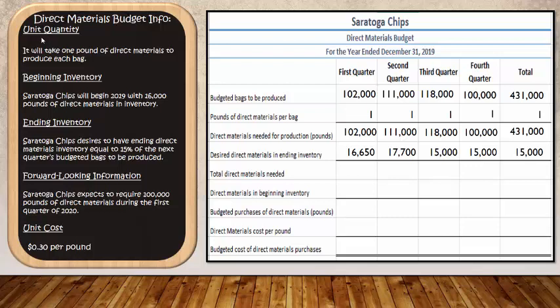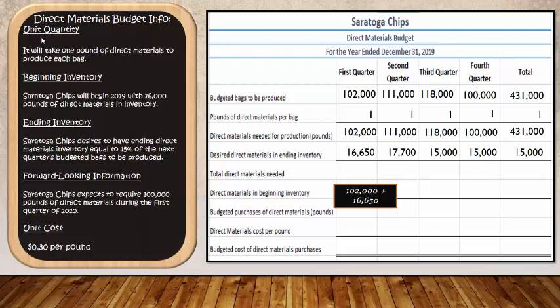Again, total is for the year. So at the end of the year, what is the amount of materials we expect to have in ending inventory? It is the same that we expect to have at the end of the fourth quarter, or 15,000. To figure out our total direct materials needed, we simply take the direct materials needed for production and add to it the amount that we desire to have in ending inventory.